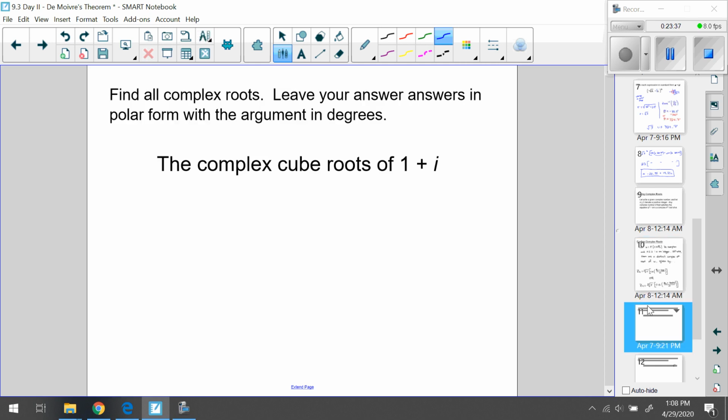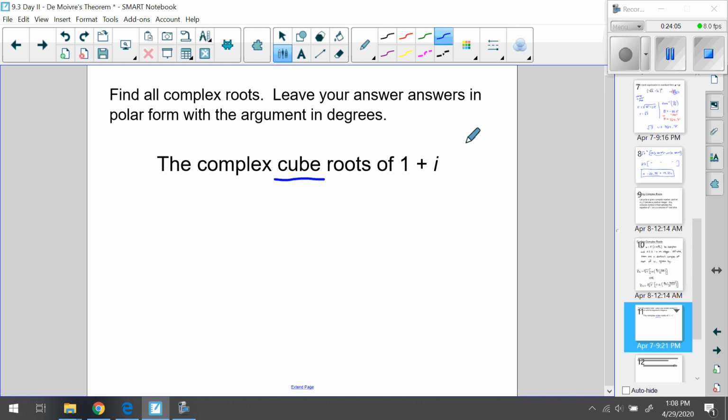So let's try one. This says find all complex roots, leave your answer in polar form. This is just the directions that the book will give you. And this is probably the more important part. It says the complex cube roots of 1 plus i. So they're giving us a problem in a plus bi form.